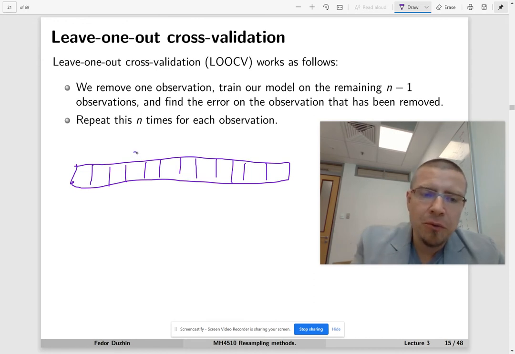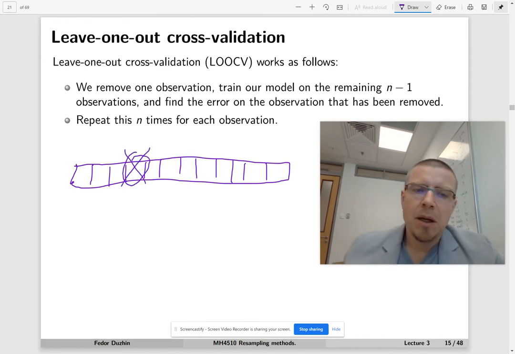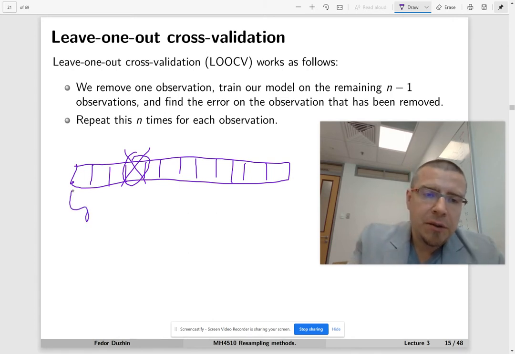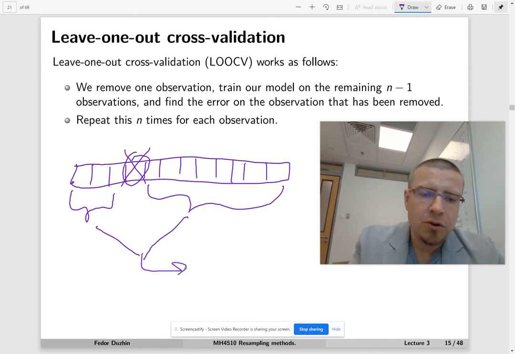We're going to remove one of these, and we are going to use the rest of them to train our model. So if this is, let's say, a polynomial of degree 5, then we are going to fit a polynomial of degree 5 using the rest of them. Which is why it is called leave one out. We just leave one observation out. These are used to train our model f hat.